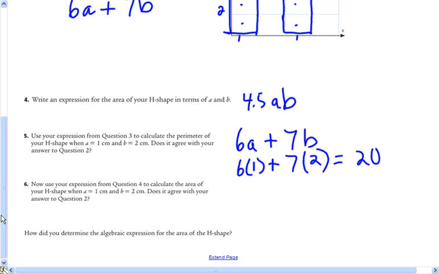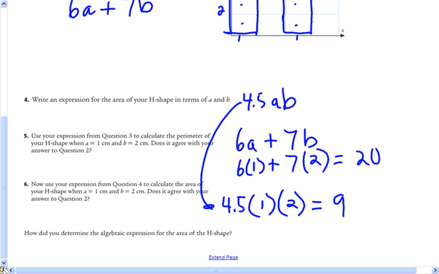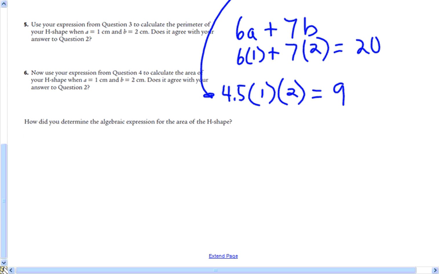Okay, now to find the area, we're going to take 4.5 times A. Again, A is 1, times B. I'm using this expression. B is 2, and 1 times 2 is 2, times 4.5 is 9. And that's the same as the area I got earlier. So how did you determine the algebraic expression for the area? We split up the shape. Split the shape into rectangles. And then use length times width on each part.